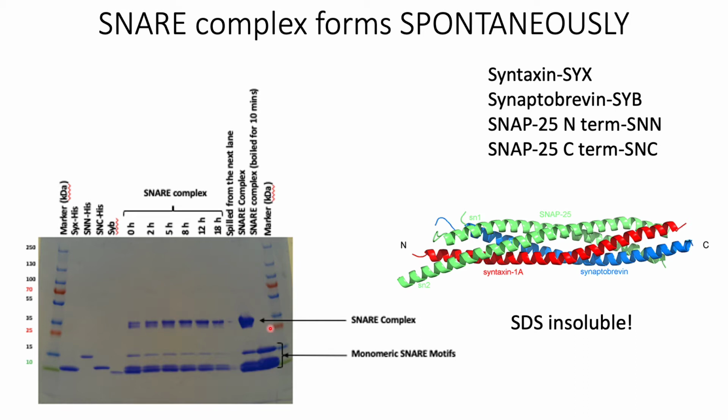The only things in these wells are the 4 components of the SNARE complex, which, like I said, come from the 3 proteins. The 4 components are a helix from syntaxin, a helix from synaptobrevin, and 2 from the protein SNAP25, 1 from the N-terminal and 1 from the C-terminal.